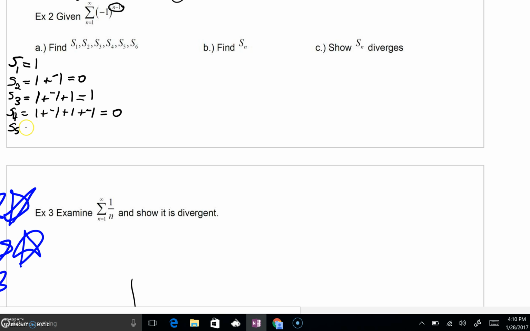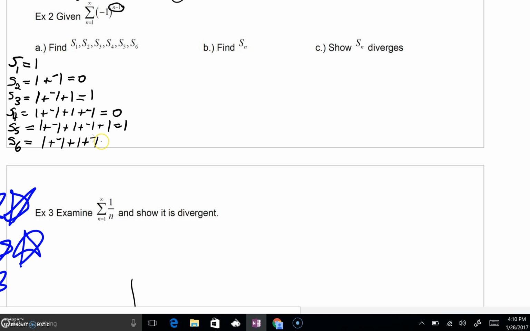How about S sub 5? Well, that means you'll take your first 5 terms and add them up. We already know what the first 4 terms look like. The fifth term, 5 minus 1 is 4. -1 to the fourth power is another +1. Here you go. You might not be too surprised to guess that S sub 6 is going to go back to 0. It will.